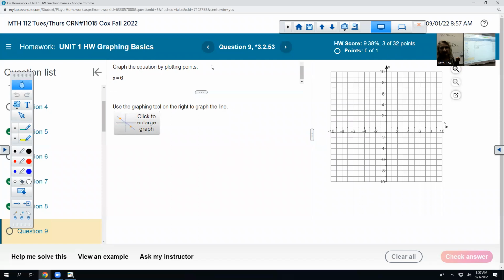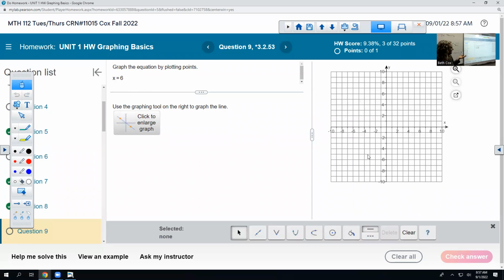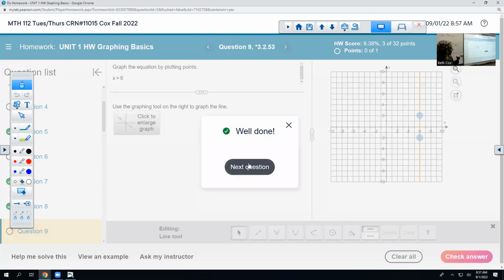All right. Same with the X. X equals 6. What kind of line is that? It's a vertical line. Click on my line tool. X is 6, right? Where's X 6? See, I have to watch my cursor. There's X is 6 there. Click it. Go straight up. X is 6 there. Check my answer.